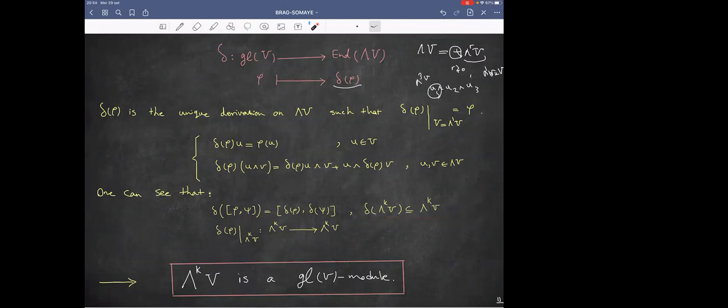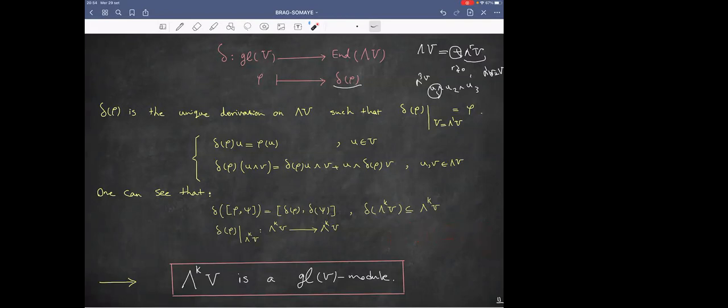So delta has this property that delta wedge k V lands in wedge k V again. And if we restrict delta phi to the k-th exterior power, it is an endomorphism of the k-th exterior power. So we conclude that the k-th exterior power of V is a GLB module. Up to now, we conclude that wedge 2 V, because we are considering r equal to 2, is a GLB module, and since it's isomorphic with B2, B2 is a GLB module as well.